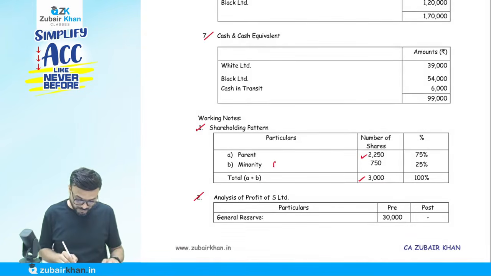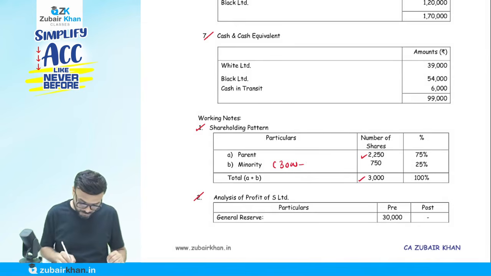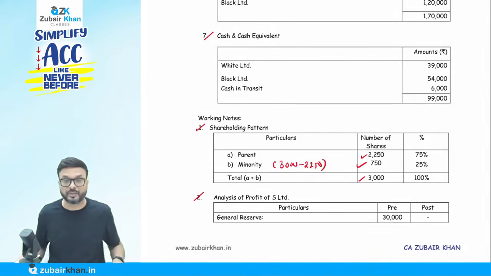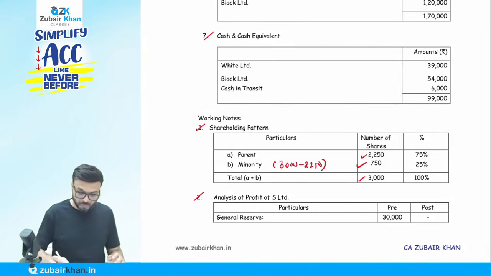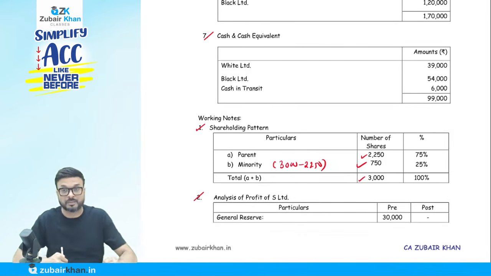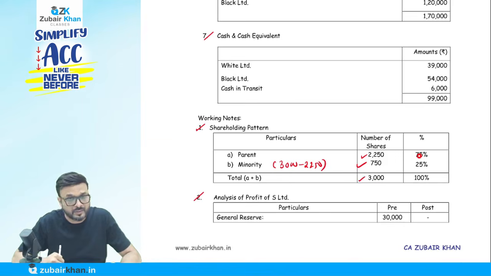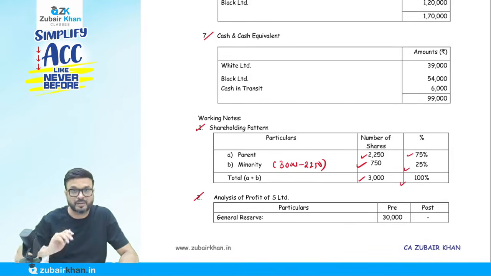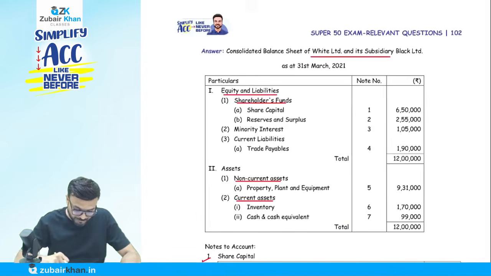So the balancing figure will come 3000 minus 2250, which is 750. Then you can calculate 2250 divided by 3000 multiplied by 100. That will come 75%, and the remainder will come 25%. Now we'll start the balance sheet one by one.